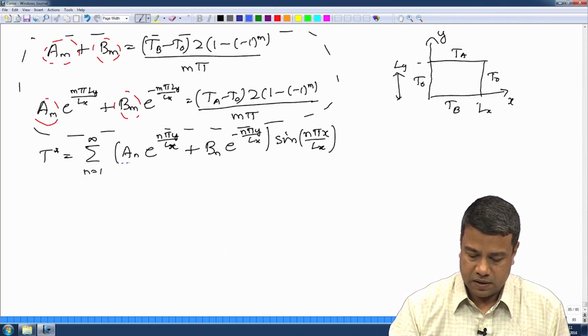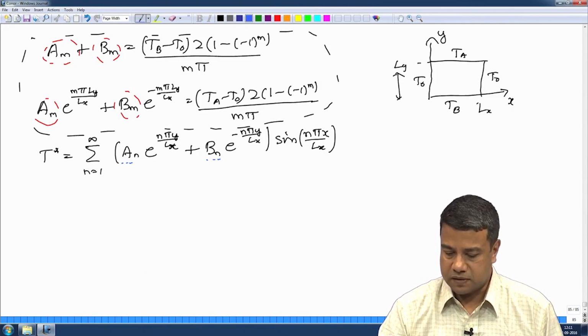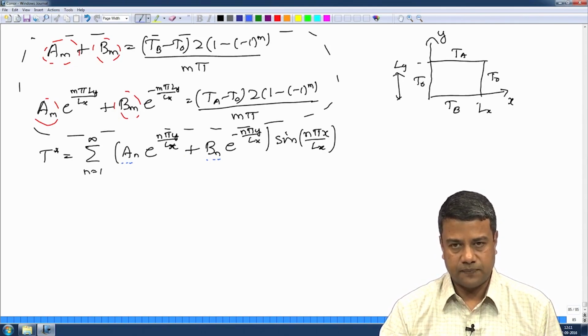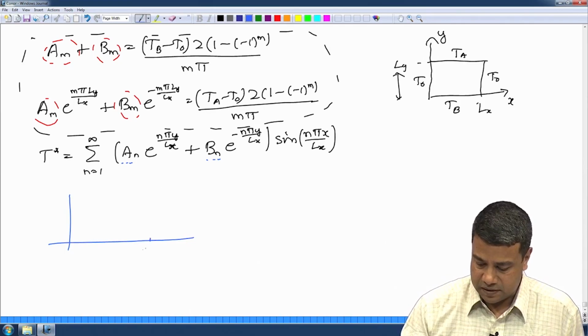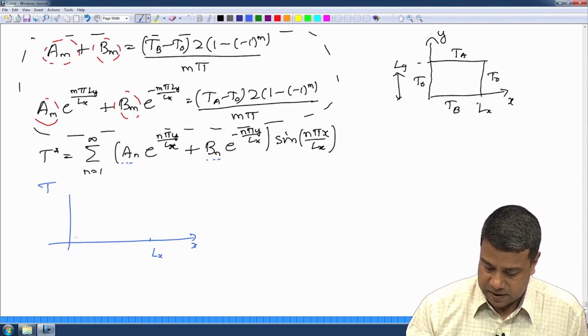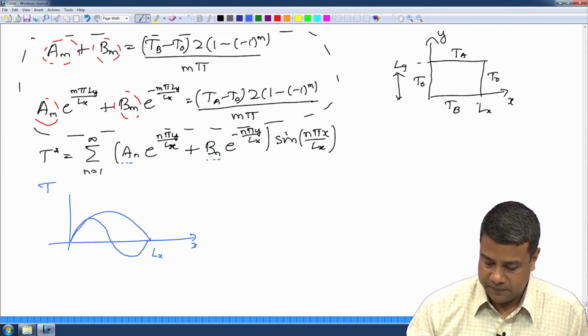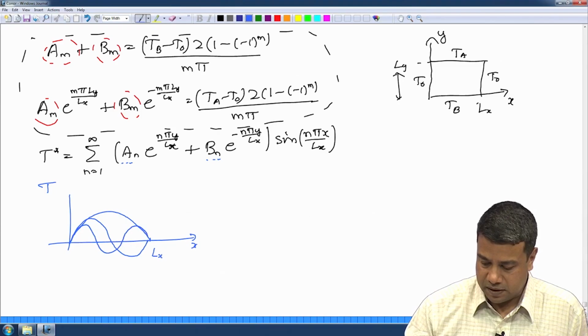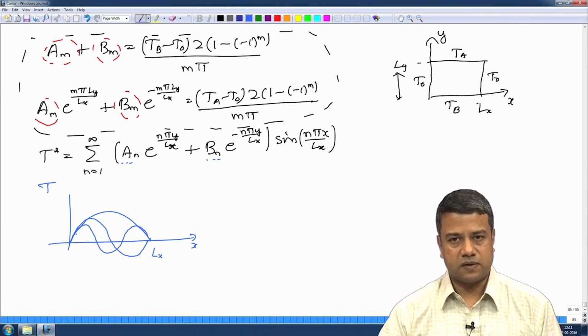Insert it into the equation and get the temperature field, which is now a function of both x and y. So, basically what I have done is I have expanded the temperature field in the x direction in terms of sine functions, 0 to Lx. In the x direction, the temperature field has been expanded in terms of sine functions, because these are the basis functions, these are the natural solutions of the Laplace equation in a Cartesian coordinate system.